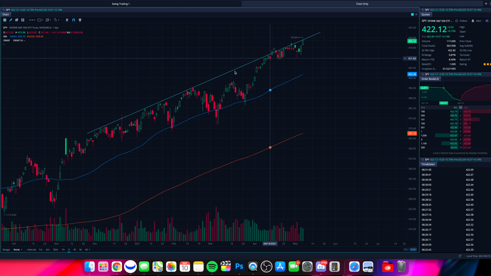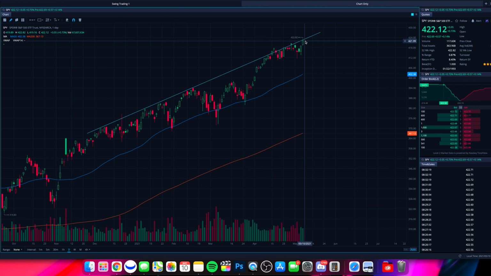Looking at this, we have gotten rejected over the past couple of months at this area that we're sitting at here. So the extension to the upside on the S&P has been pretty substantial. Now, does that mean it's going to go down? No. But just understand that we are pretty overextended here on the S&P.